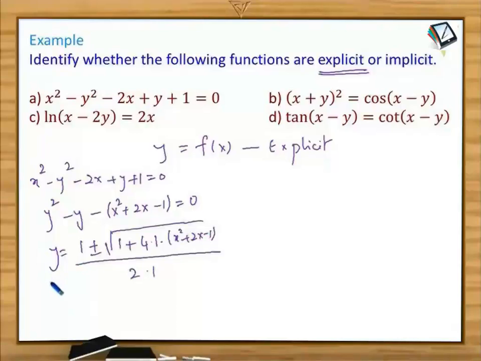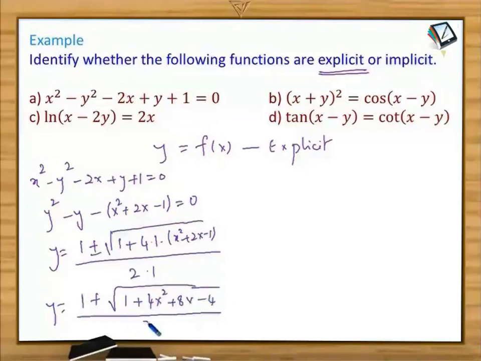Now, am I able to express y as 1 plus the root? We don't take plus or minus because every function must map one element to one element only. So we take one of them and write this as 1 plus root of 4x square plus 8x minus 4, the whole thing by 2. Am I able to express y as a function of x? Then the first one, a, is an explicit function. So this equation represents an explicit function.